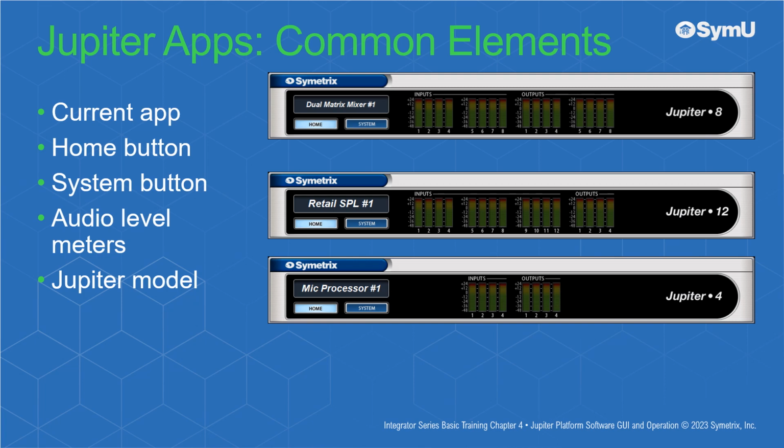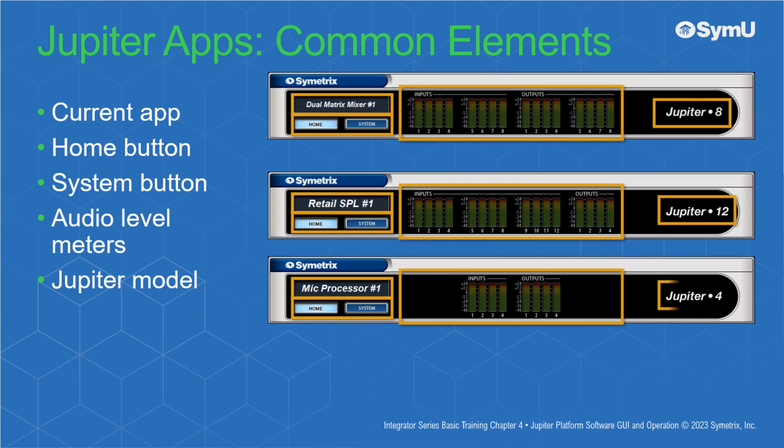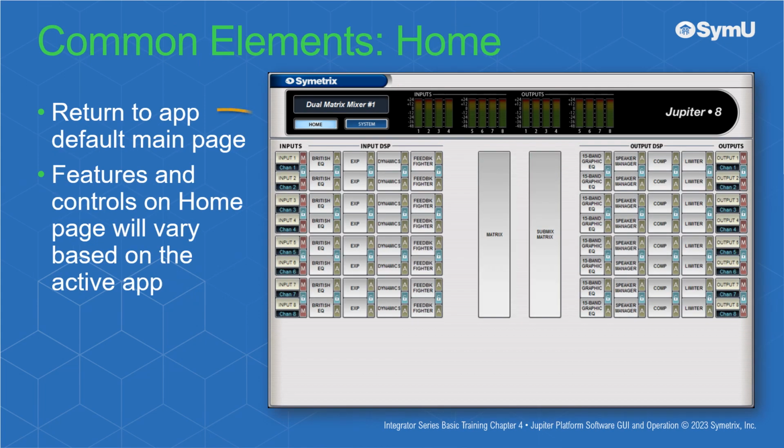Once opened, all apps have the top-level area in common, which includes the current app in use, home and system buttons, audio level meters for both inputs and outputs, and the Jupyter model. The Home button brings you back to the default main page for the app. Features and controls available on the home page will vary based on the active app.